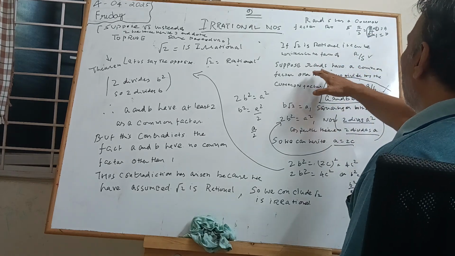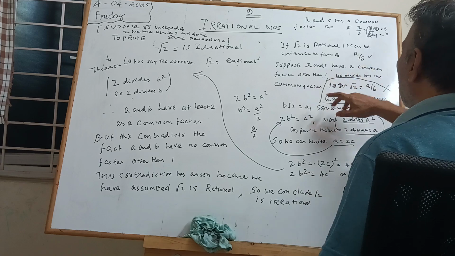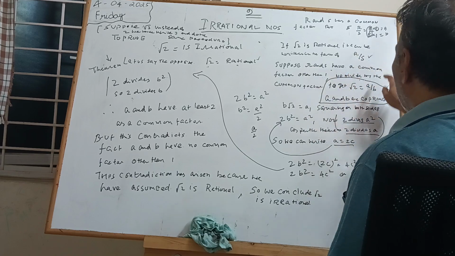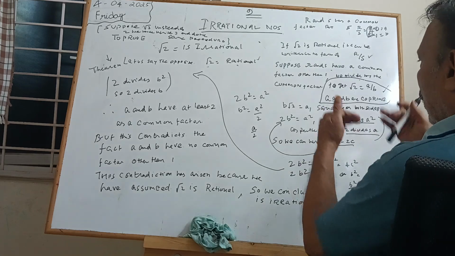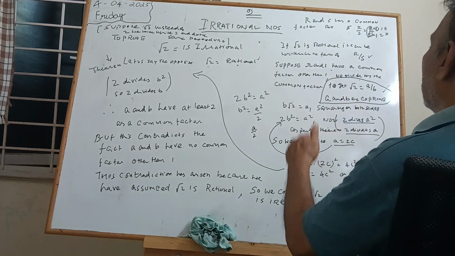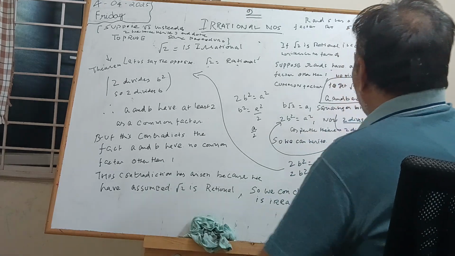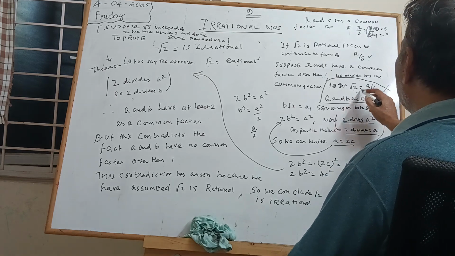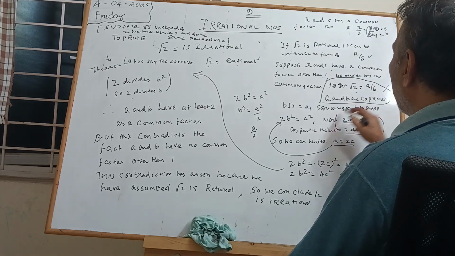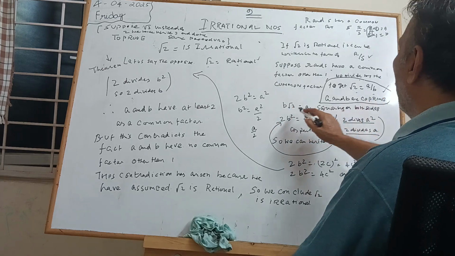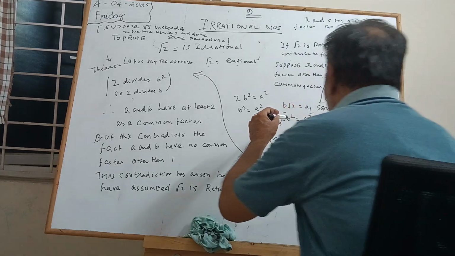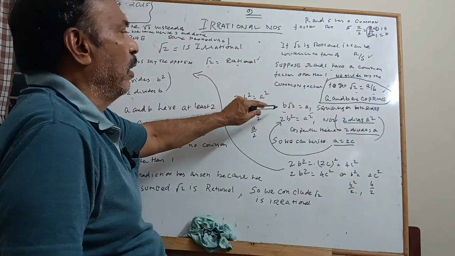Suppose r and s have a common factor. So this root 2 becomes a by b. From r by s it has come to a by b now. So the next part is, now the square root of 2 is a by b. You take b here, b into square root of 2 is a.